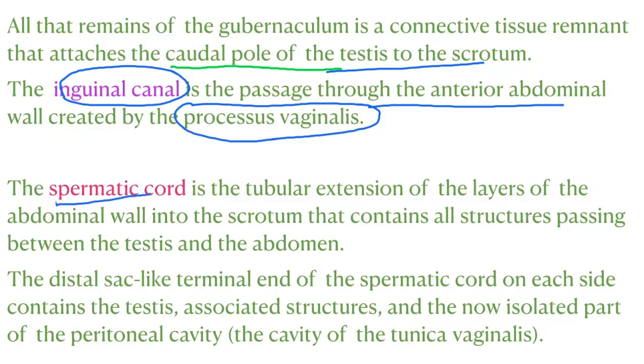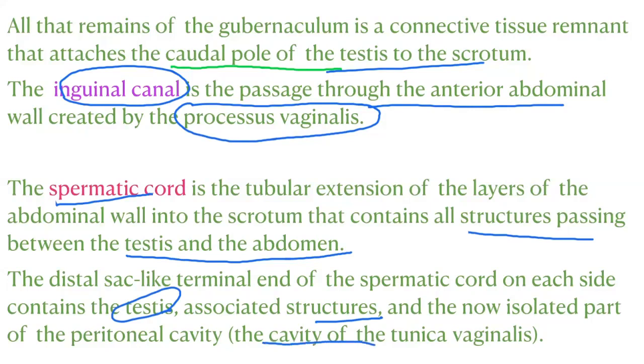The spermatic cord is the tubular extension of the layers of the abdominal wall into the scrotum that contains all structures passing between the testis and abdomen. The distal sac-like terminal end of the spermatic cord on each side contains the testes, associated structures, and the now isolated part of the peritoneal cavity, the cavity of the tunica vaginalis. Right?